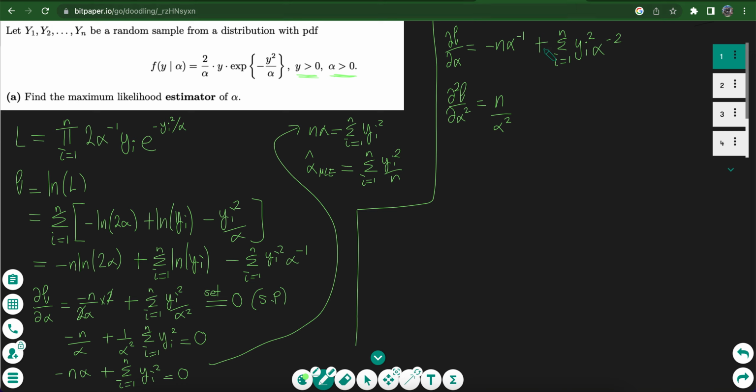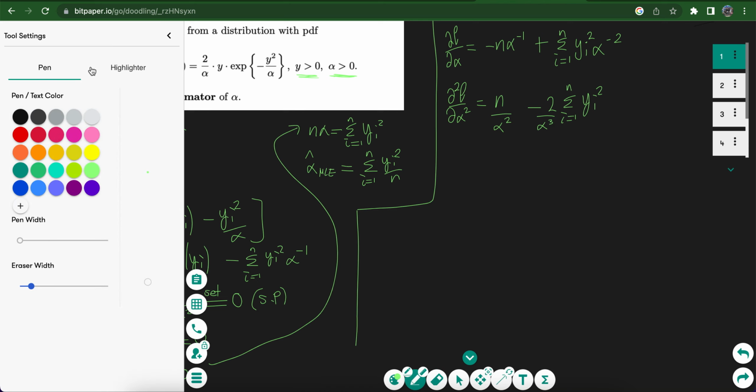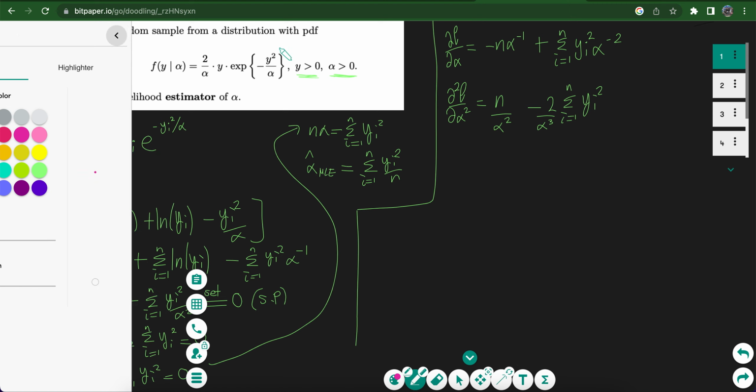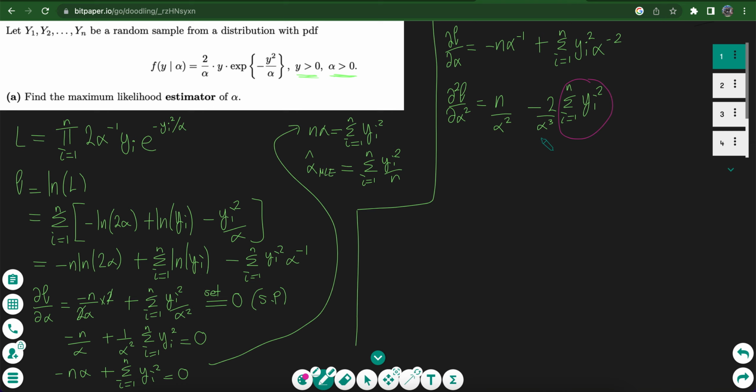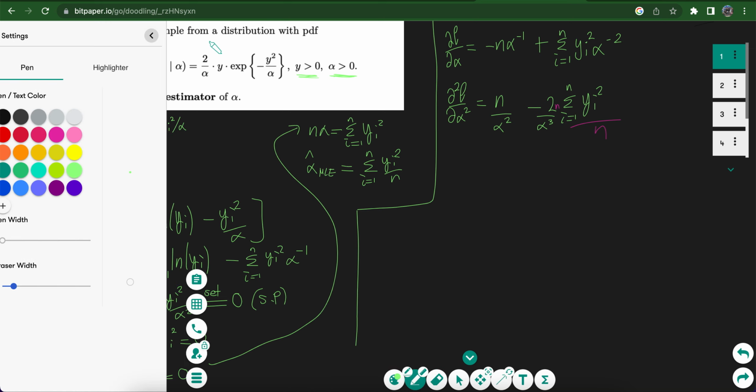And then this guy here is going to be minus, taking the power to the front. So minus 2, sum from i equals 1 to n, y sub i squared alpha to the negative 3, so over alpha cubed. And so how do we show that this is negative? Well, you'll notice that this sum from i equals 1 to n of y sub i squared is pretty close to our maximum likelihood estimator. So first and foremost, what I'll do is I'll patch it up so that we can make it look like our maximum likelihood estimator. But if we're going to divide by n, we're also going to have to times by n at some stage. So what we can now do is substitute in our maximum likelihood estimator.